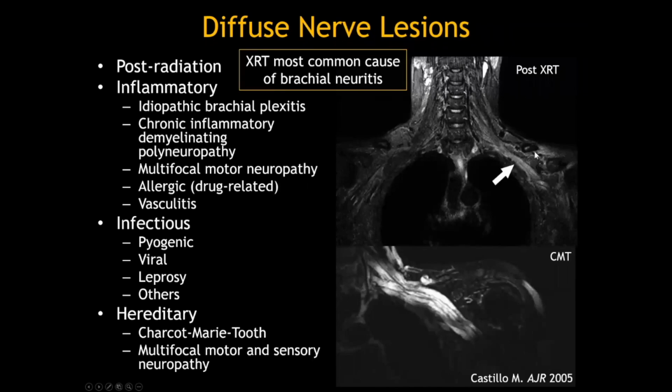Here's just an example of post-radiation therapy. This patient has a history of breast cancer. You can see the asymmetric thickening and hyperintensity of the affected nerves compared to the contralateral side. And just another case from the literature of Charcot-Marie-Tooth.